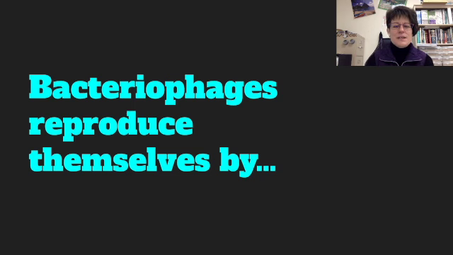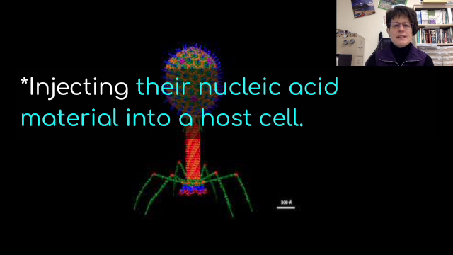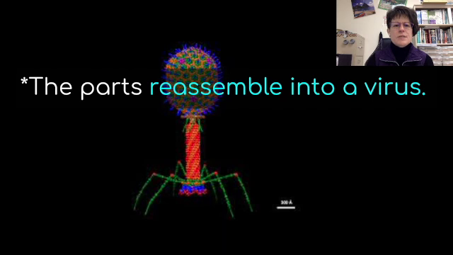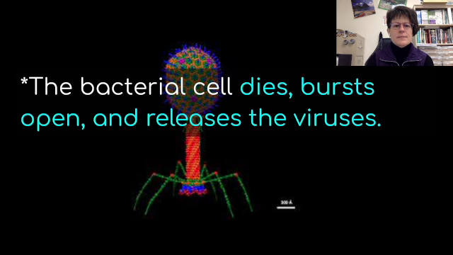Bacteriophages reproduce themselves by injecting their nucleic acid material into a host cell. Then the nucleic acids take over the cell, giving instructions to replicate the viral parts. And the parts reassemble into a virus. And finally, the bacterial cell dies, bursts open, and releases the virus. So the virus takes over the cell and makes it do what it wants to do. Because remember, cells are like factories, so it takes over the factory.